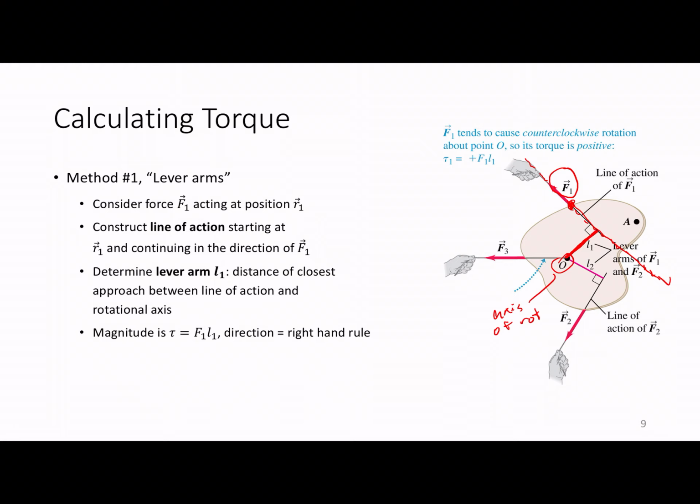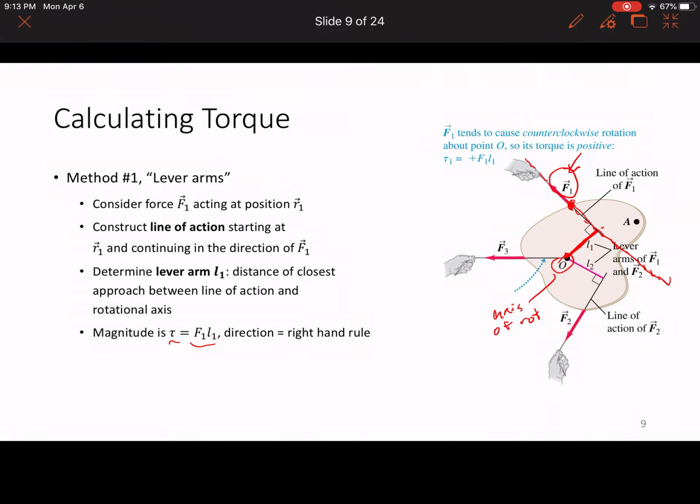And then it's a very straightforward formula. The magnitude of the torque is just the magnitude of that force times this distance between the axis and the closest point, which is called the lever arm. Torque equals F1 times L1, the lever arm. And as before, the direction is just going to be by the right-hand rule. There's nothing special about direction. That is always going to be done by the right-hand rule.